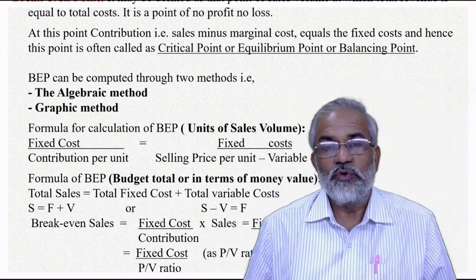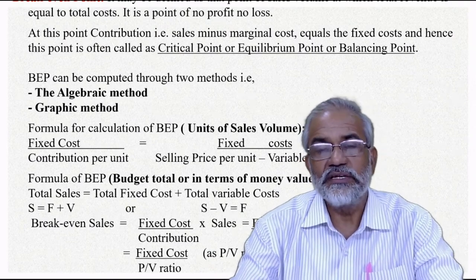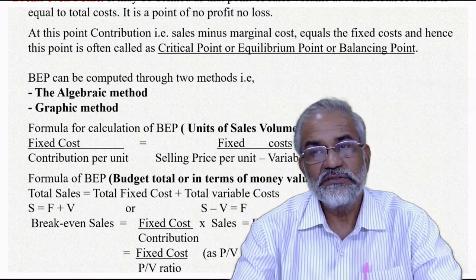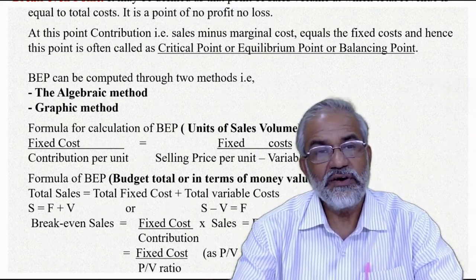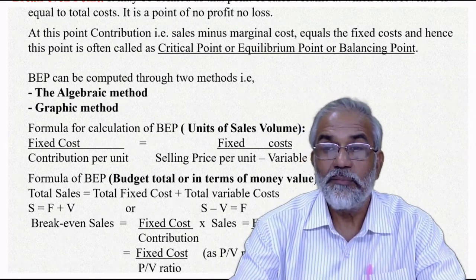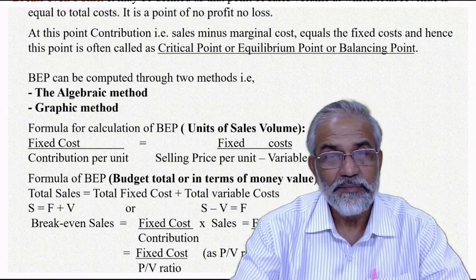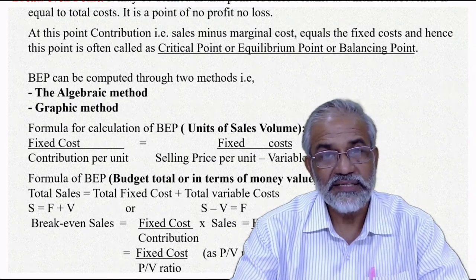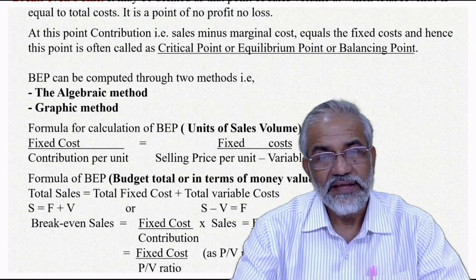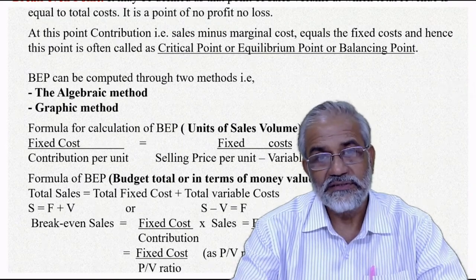The revenue would be equal to the cost. At this point, contribution, that is sales minus marginal cost, equals the fixed cost, and hence this point is often called a critical point, or equilibrium point, or balancing point. Balancing means a balance is being maintained between two aspects: one is the revenue, another is the cost. Revenue is equal to the cost, and it maintains the equilibrium between these two aspects.